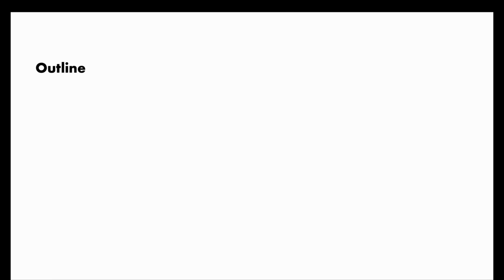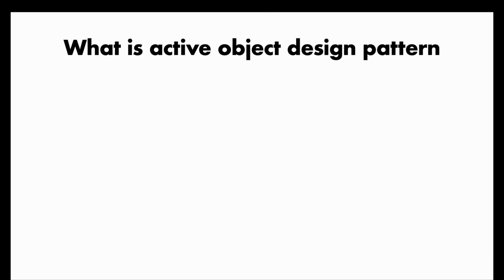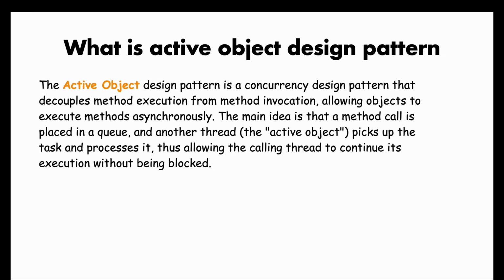Here is the outline of this course. First we'll discuss the theory revolving around the active object design pattern, then we'll discuss the components, and finally some of the examples. Now, what is an active object design pattern? The active object design pattern is a concurrency design pattern.